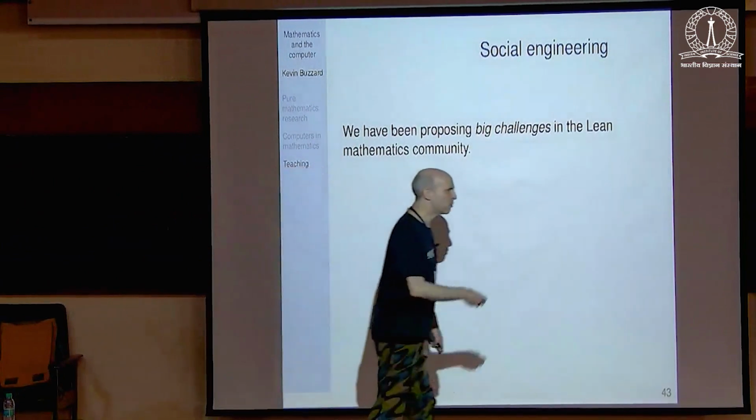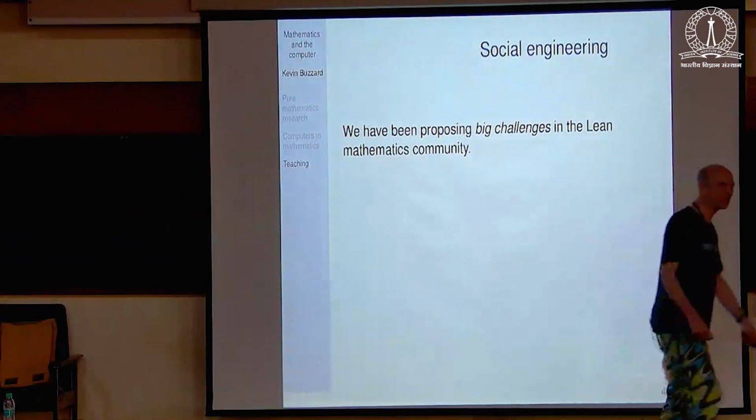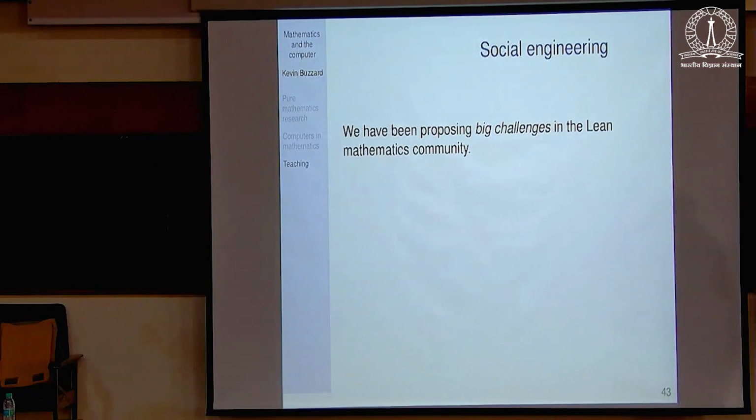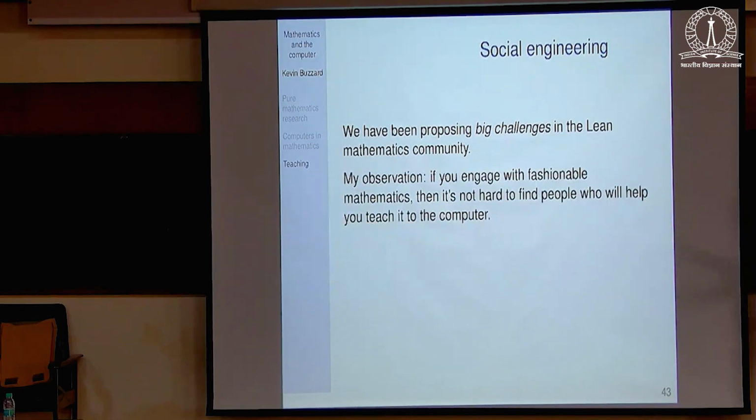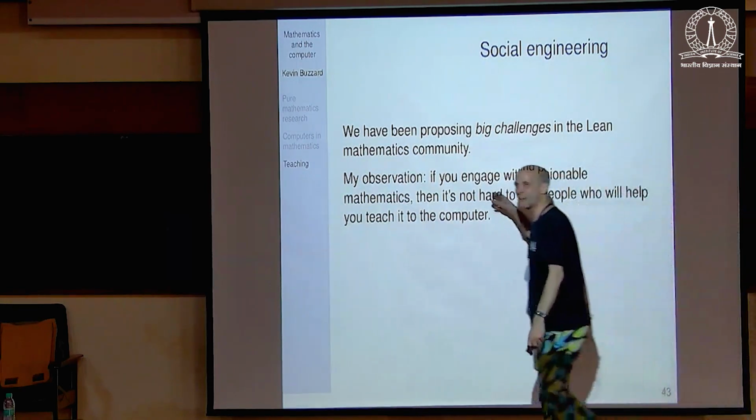So what I've noticed is that the thing to do is you say, why don't we do something big? Why don't we do perfectoid spaces? Or why don't we do the liquid tensor experiment? Why don't we do Fermat's Last Theorem? You propose a big challenge and you get a whole bunch of young people interested. And the young people come along, you tell them to do some fashionable mathematics, and what you don't realize is they're secretly writing your library for you.